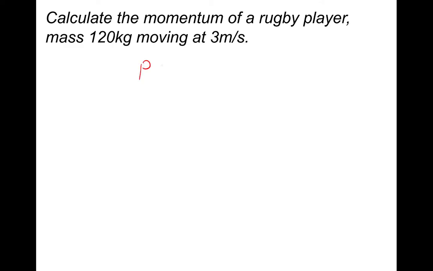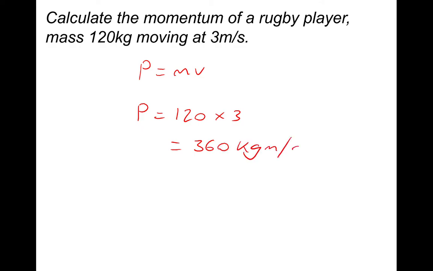So P equals mv. So the momentum is simply the mass times the velocity. So for this one, it's 120 kilograms multiplied by 3 meters per second. And 120 times 3 gives us 360. And the unit, remember, for momentum is kilogram meters per second. Let's move on then from there.